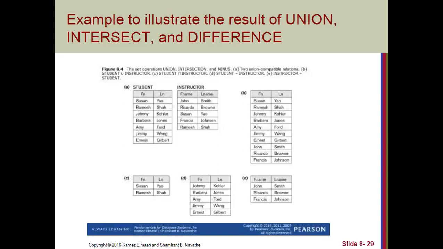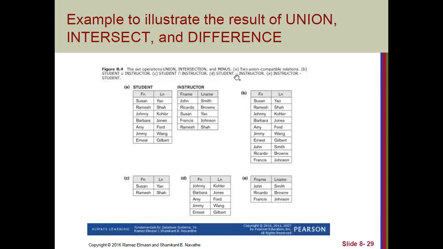Similarly, if you want to see the C, that is student intersection instructor. If you make the intersection, only two, Suzanne and Zhao, are in both. You can see Suzanne and Zhao is here, so Suzanne and Zhao are represented in the intersection relation. Similarly, Ramesh and Shah is represented here, and Ramesh and Shah is represented here as well. So that is represented in the intersection relation.